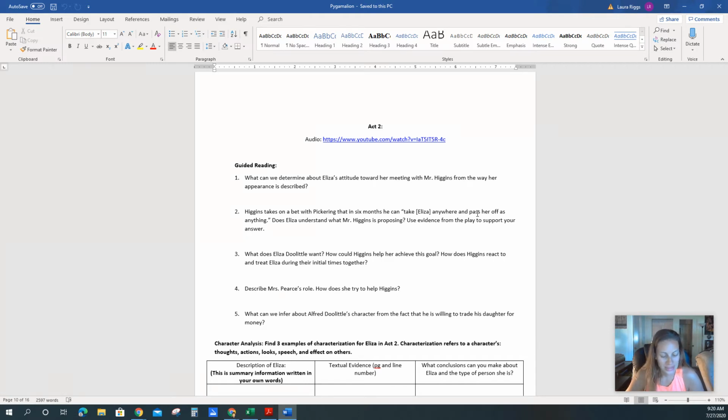So Higgins says he can do this in 3 to 6 months, but she needs to be clean, and her clothes need to be burned. He essentially has to erase everything that she was and whoever she used to be.